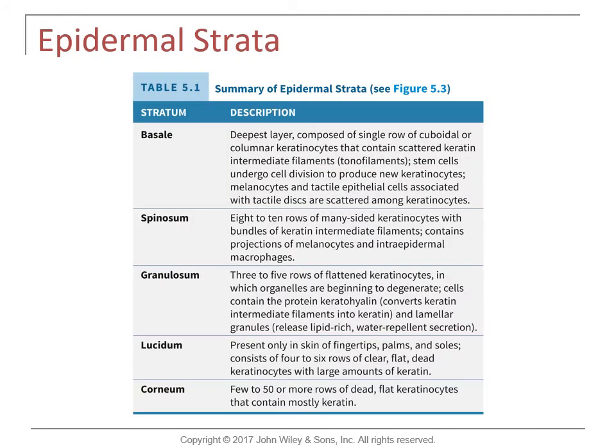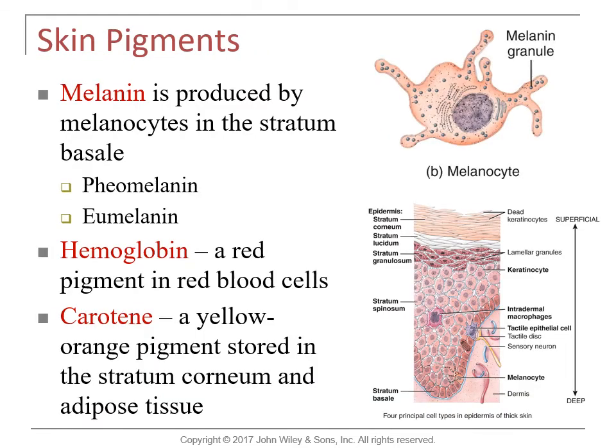So here this table is a good summary of the 5 layers of the epidermis, or the epidermal strata. Now we're going to talk about the skin pigments. Melanin, first, is a class of compounds found in plants and animals where it serves predominantly as a pigment. The class of pigments are derivatives of the amino acid tyrosine.